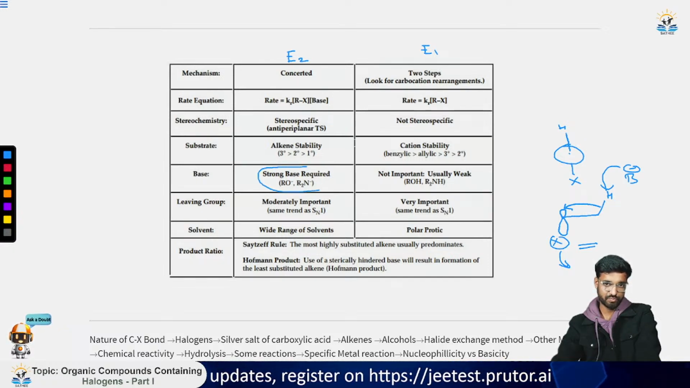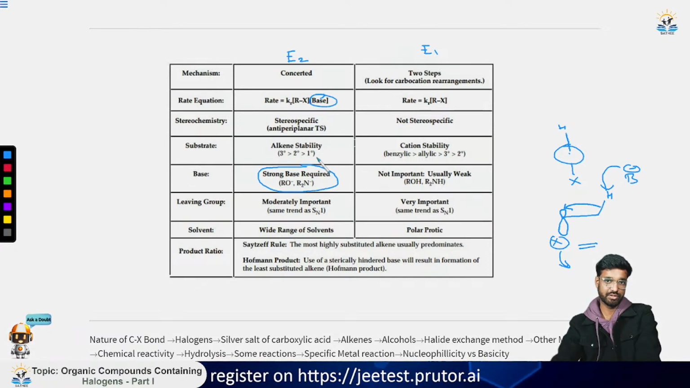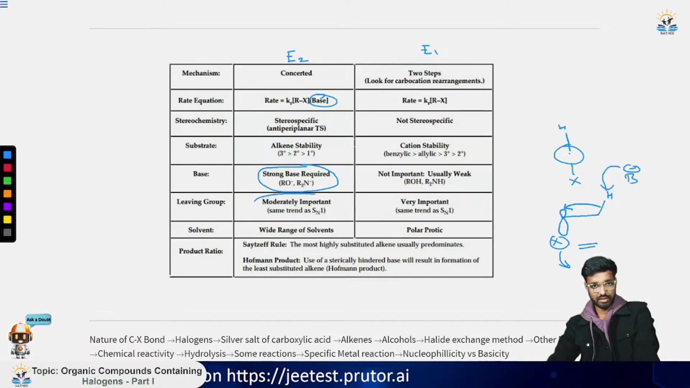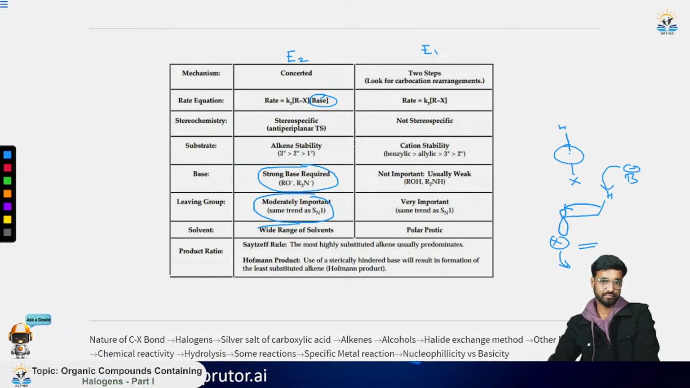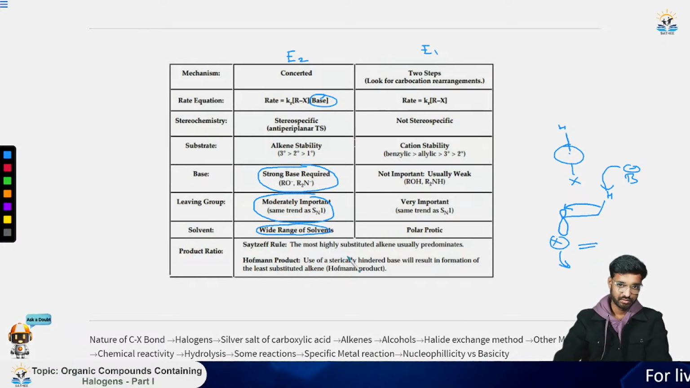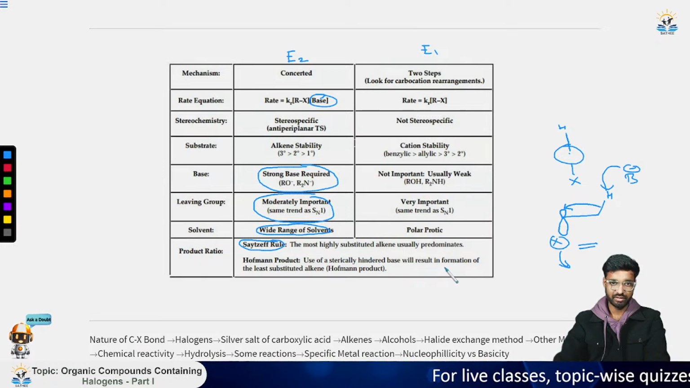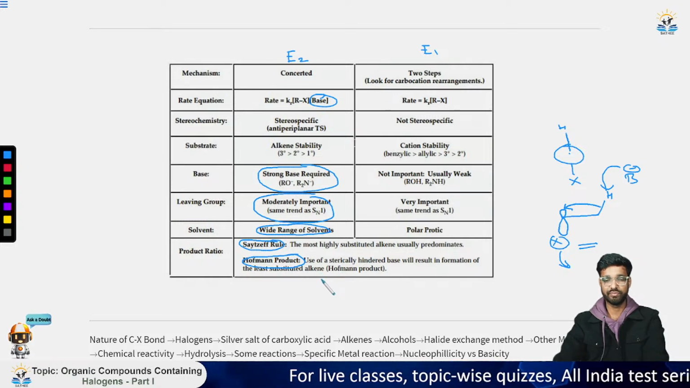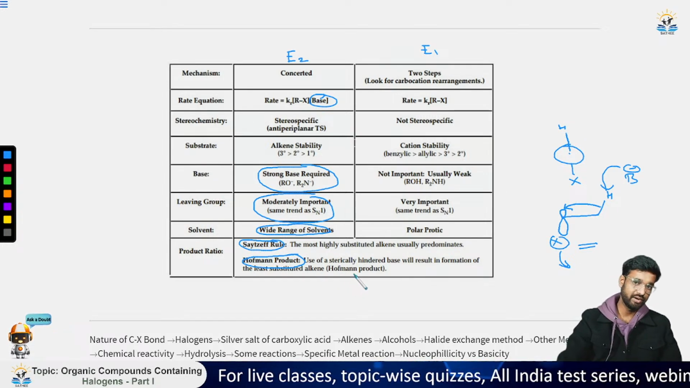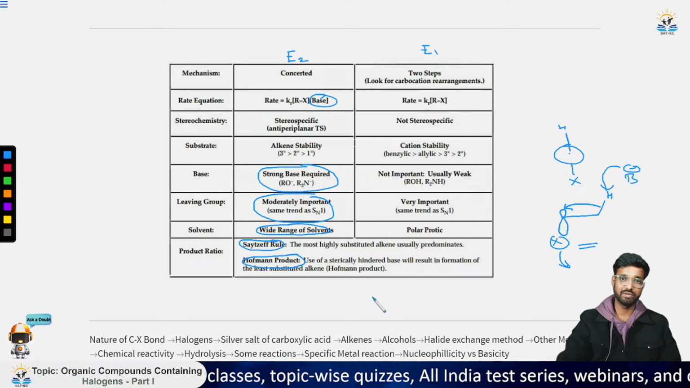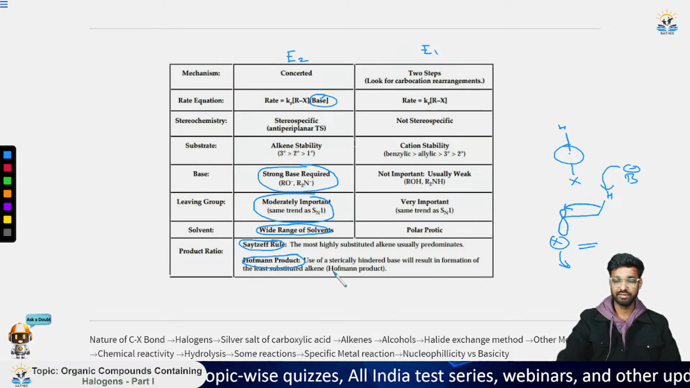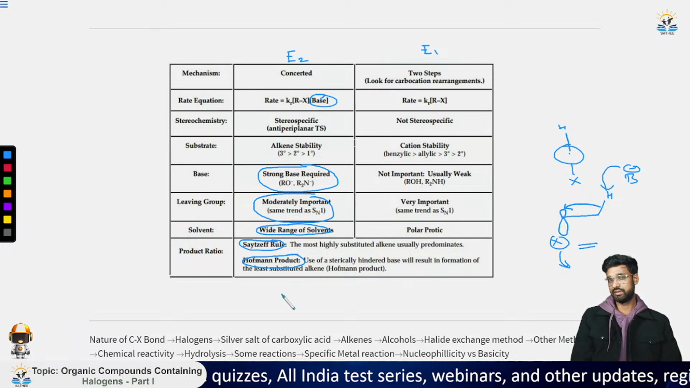It requires, of course, a strong base, because the rate of reaction depends upon the base concentration also. It is also moderately dependent upon the nature of the leaving group. It can happen in a wide range of solvents. The most highly substituted alkene usually predominates, so this is the normal Saytzeff rule, but in some cases the use of a sterically hindered base will result in the formation of the least substituted product. This is not much important for you. If you are using a base which is much more hindered, then it will give a Hofmann product, which is less substituted, while in Saytzeff it will give the more substituted product.